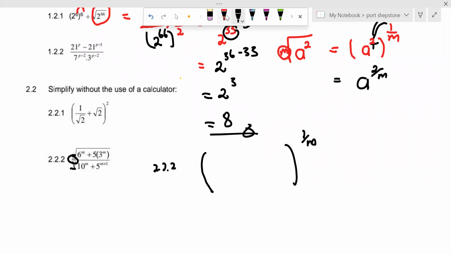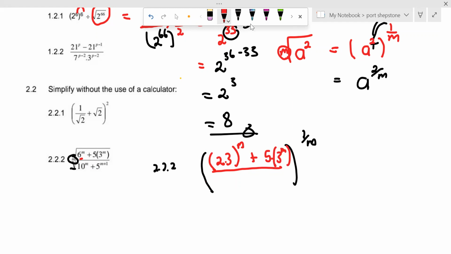Then we can come and work with this and say, okay, but now inside here we have a 6. We're going to change 6 as a prime product. So if we write 6 as a prime product, this is going to be written as 2 multiplied by 3, to the power of m, plus 5 multiplied by 3 to the power of m, close bracket.